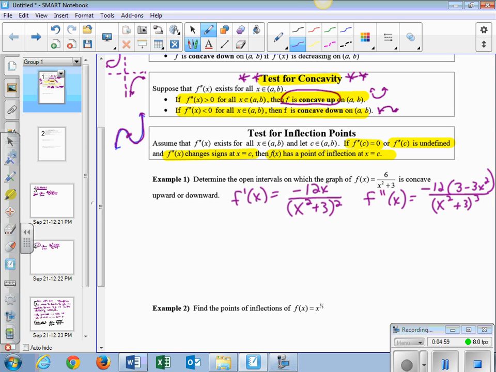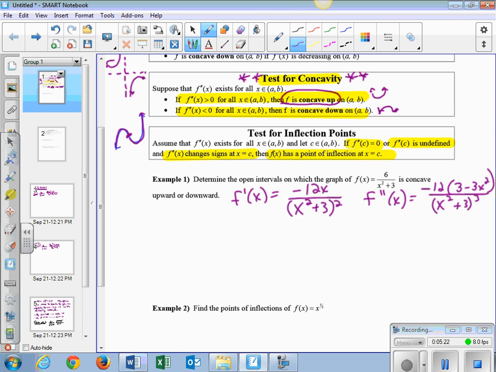So what I'm going to do is look at my second derivative and see what makes the numerator or denominator 0. So first of all, what makes the second derivative undefined? I'm looking at that denominator. Is there anything that's going to make that denominator 0? There's nobody here to answer my question, so I'll have to answer it myself. And the answer is no. There's nothing in the denominator that will make that 0.